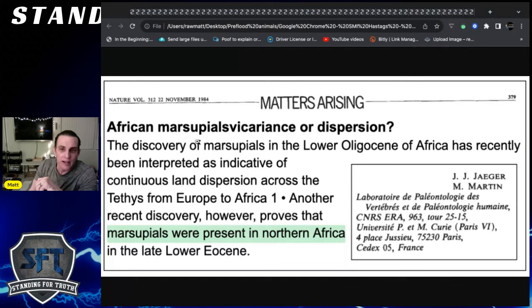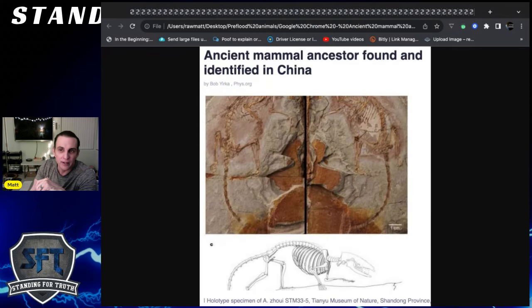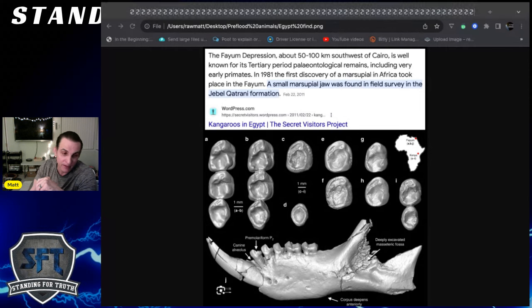So, oh, look at that. African marsupial dispersion. Marsupials were present in northern Africa. But what were they doing there? Why? We're never told that they were in Africa or these other places. This was the Mecca of their first thing. So what's going on? We find the ancient mammal ancestor found in ancient China. Now it's changed. It's actually moved over into the China region where the ancestor from it all. We also found a small marsupial jaw in Africa, in Egypt, for exactly where that would be.